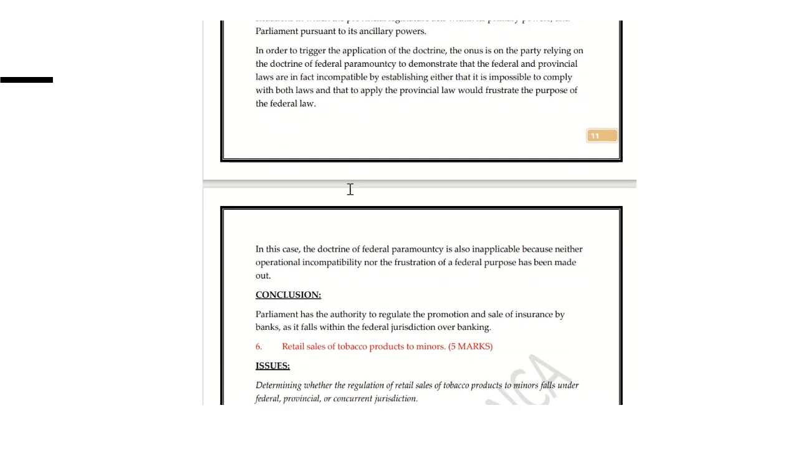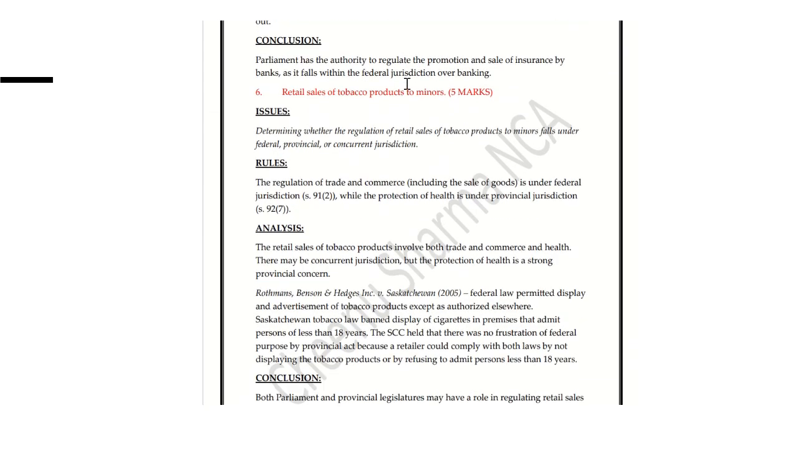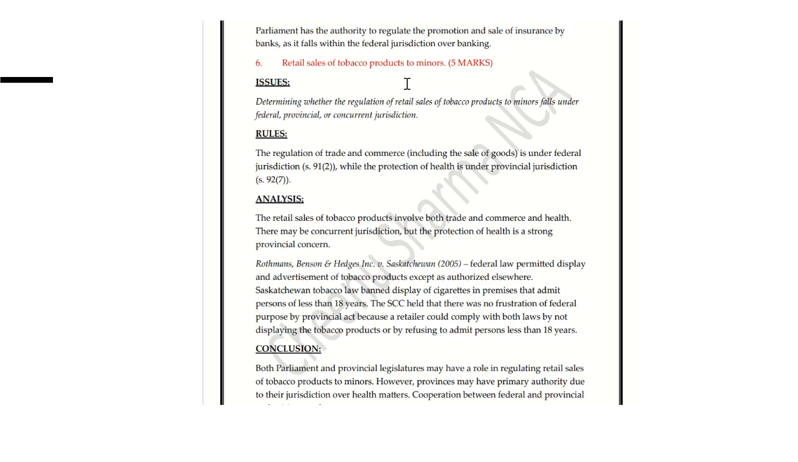So what was concluded? It has been concluded that Parliament has the authority to regulate the promotion and sale of insurance by banks, as it falls within the federal jurisdiction of banking. Then, retail sale of tobacco products to minors. For this again we have a direct case: Rothmans, Benson and Hedges Incorporated versus Saskatchewan.